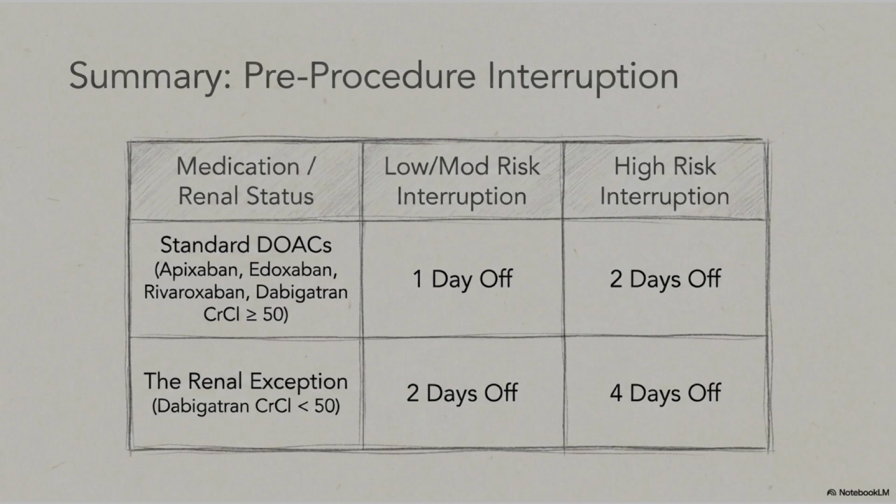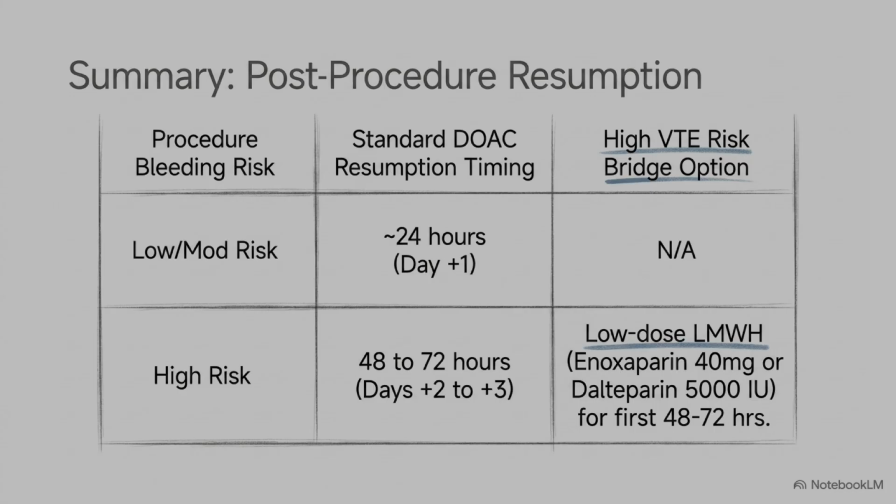And coming to when do you restart after this procedure? For low risk, for DOACs, you could restart 1 day later. And for high bleeding risk procedure patients, 2 to 3 days later. But if the patient also has high risk for thromboembolism, like a patient with a cage valve or mitral valve disease with atrial fibrillation or a DVT within the last 3 months, those are all very high risk. In that case, you may want to consider low dose low molecular weight heparin as a bridge.